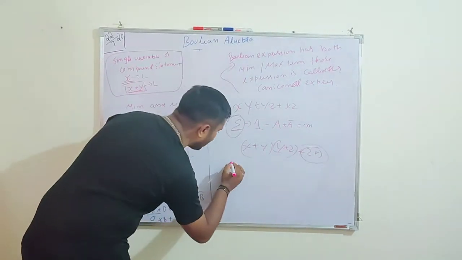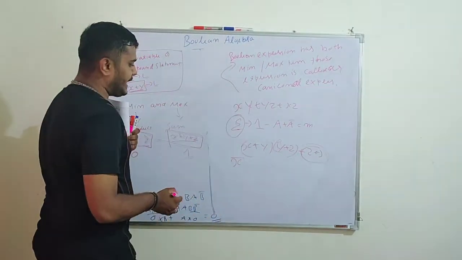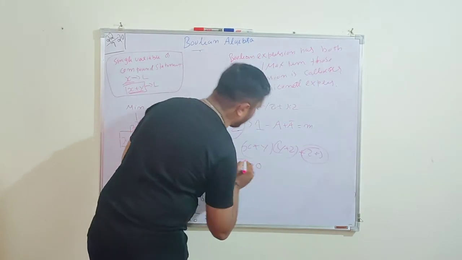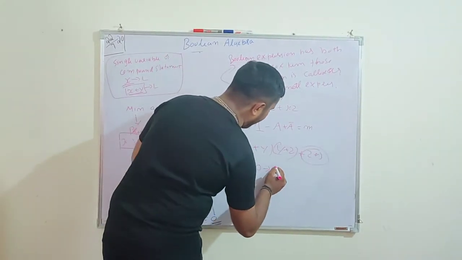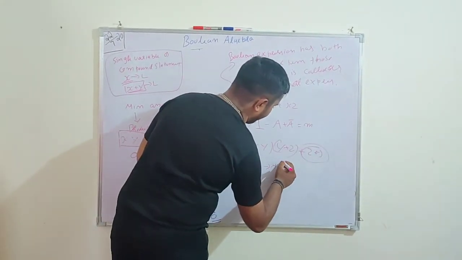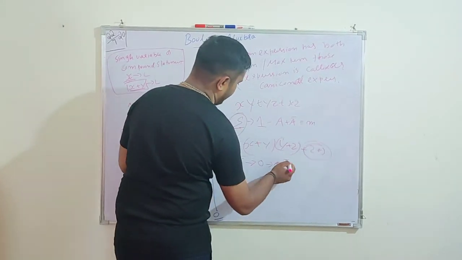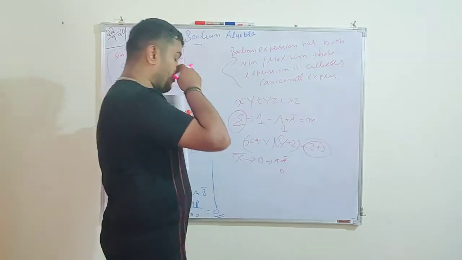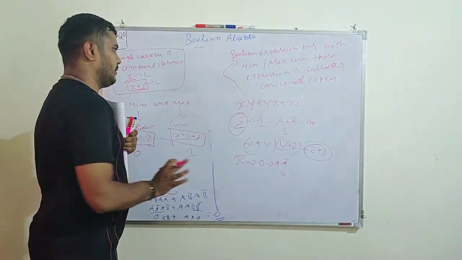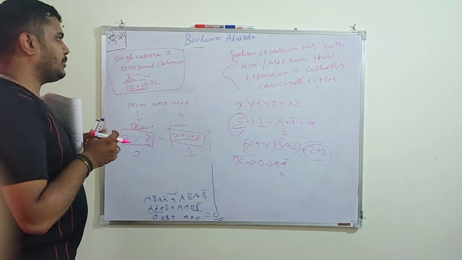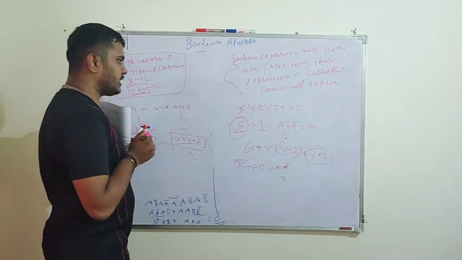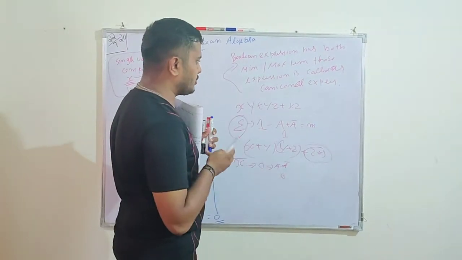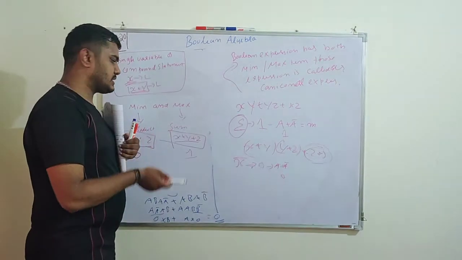A max term is always represented by pi. The input value will be 0, and we are going to neglect a into a bar. Anyhow, we know a plus a bar is 1 and a into a bar is 0, and for that reason we neglect them. So this is what a canonical expression is. There are two types of canonical expression, sum of product and product of sum. Let us come to it in detail in the next video.